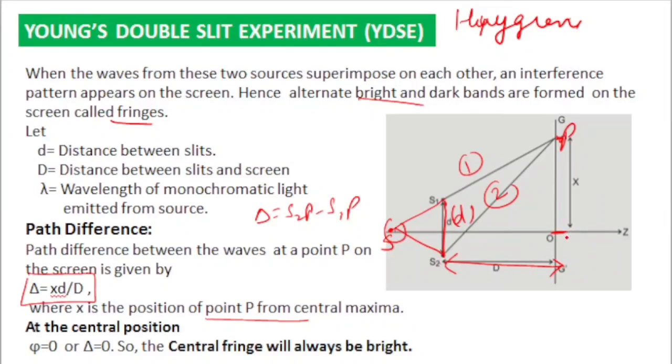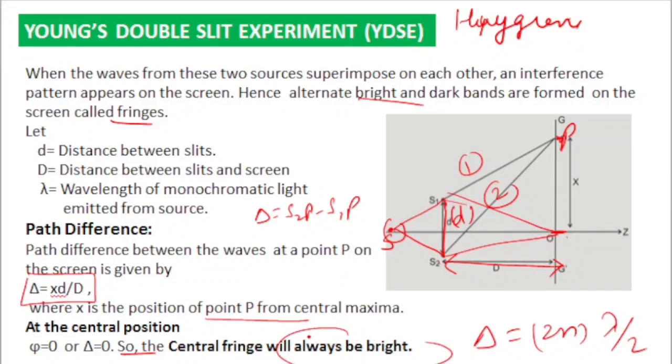Why is it called central maxima, at the center of the screen? Because at the center of the screen there is always maximum intensity, because the path difference from the two sources, S1O and S2O, is 0, and if path difference is 0, this is the condition of maximum intensity, delta equal to 2n lambda by 2. So the central fringe will always be bright. Now at the point P, intensity may be maximum or minimum.